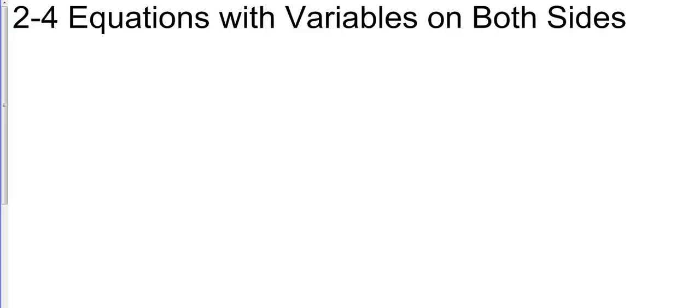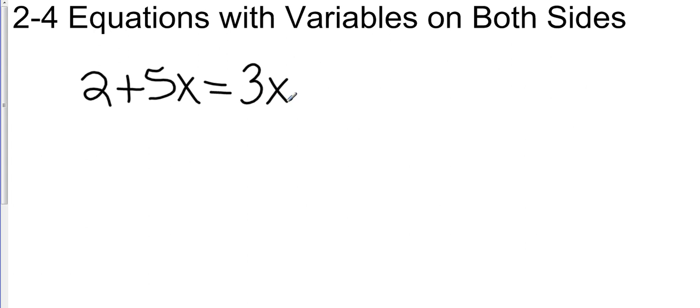Okay, Algebra 1, 2-4, equations with variables on both sides. Let's start off with just a very basic example. This is going to be example number 1 in your text. Let's see, 2 plus 5x equals 3x minus 6.